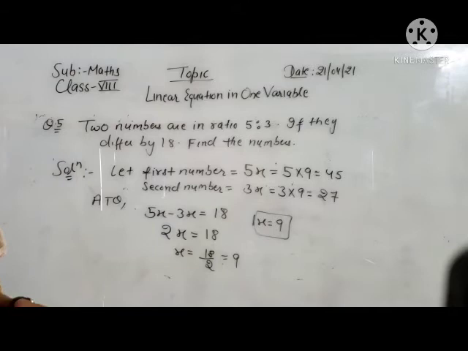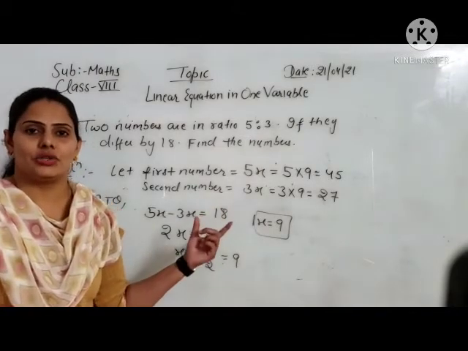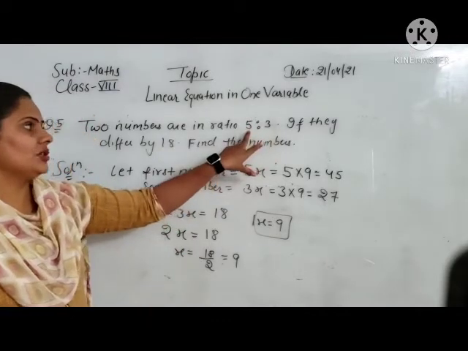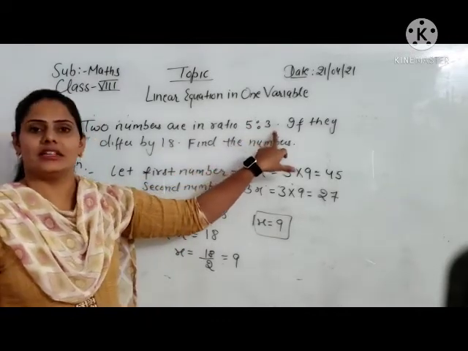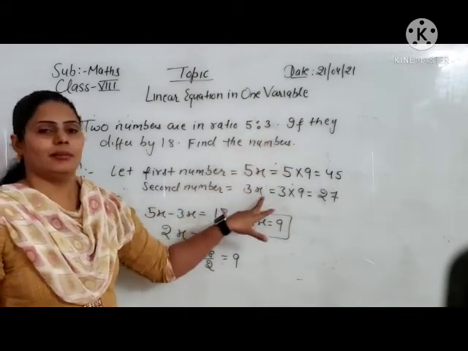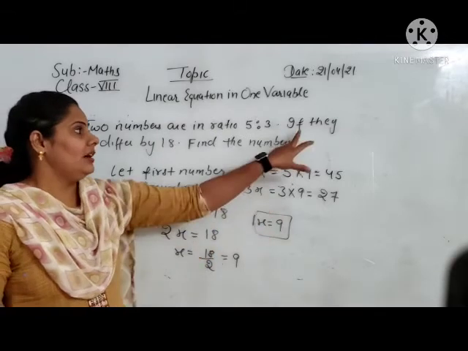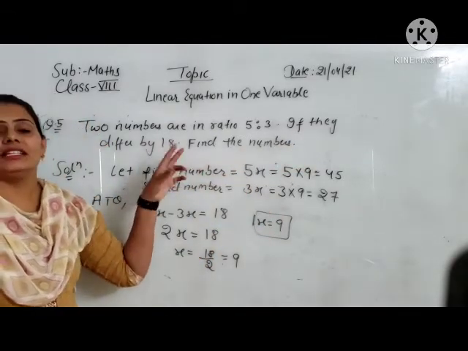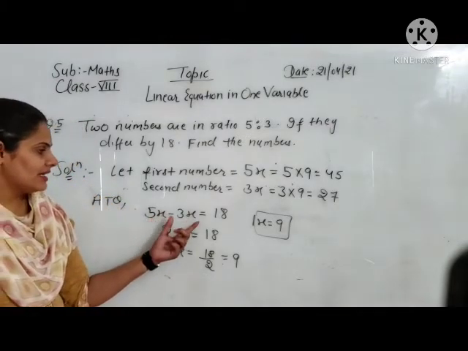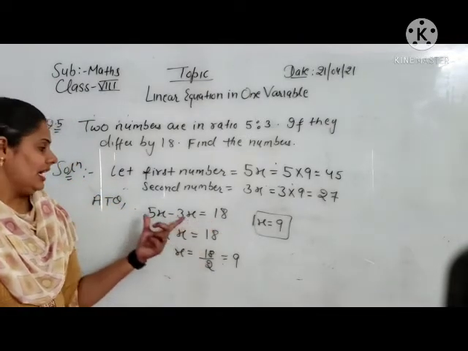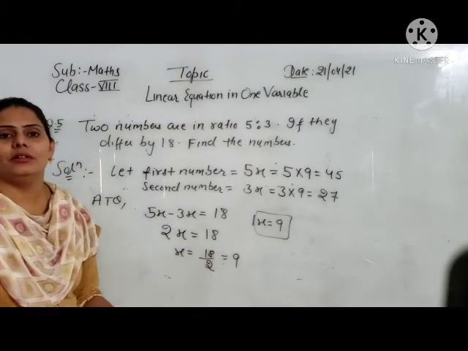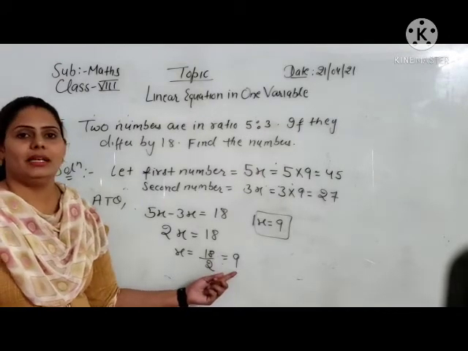Very simple question. Numbers are already given in the ratio. So first you will assume both the numbers in the form of x. So first number ratio is given 5, second number ratio it is given 3. So first number it will be 5x in the form of x, and second number you can say 3x. Clear? Now if they differ by 18, it means their difference is given, it is equal to 18. It means 5x minus 3x is equal to 18, and 5x minus 3x you will get 2x. 2x is equal to 18. So what will be the value of x? 18 divided by 2, so it will be 9.